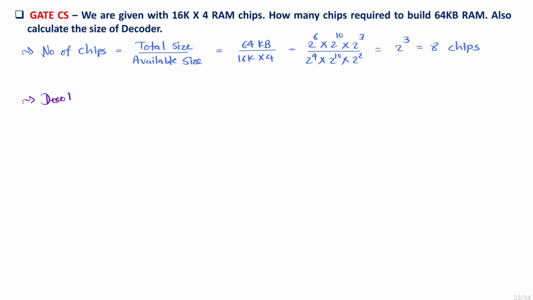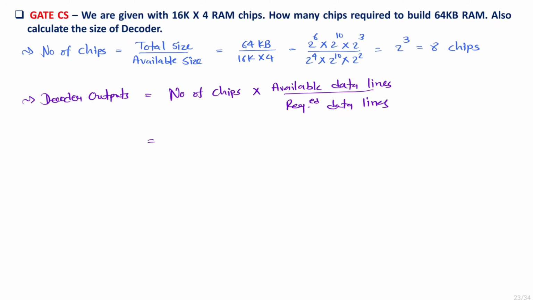So decoder output will be number of chips into available data lines divided by required data lines. So how many chips are there? 8 chips are there. How many available data lines are there? You see 4 data lines are available, right? So 4 divided by required data lines, that is B. B means 8. So in total 4 outputs will be there with the decoder.